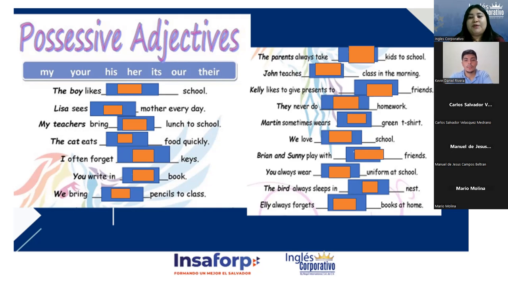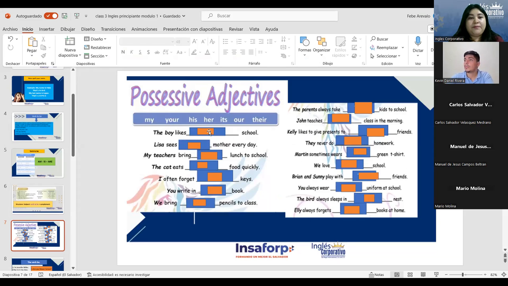Now, let's get started. Number one, the boys. Manuel de Jesús, tell me, number one. The boys like their shoes. Cool. All right, the boys. Thank you. That's correct. Mario Molina, number two. Lisa sees her mother every day. That's correct. Thank you. Kevin Daniel, my teachers bring my lunch to school. All right.